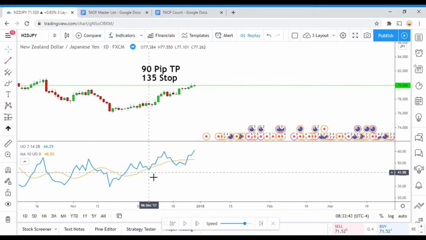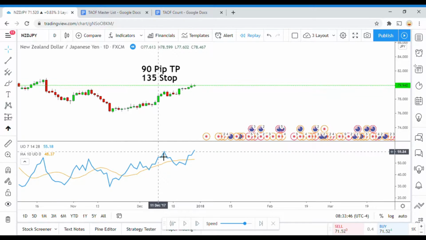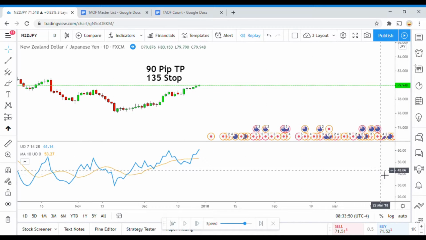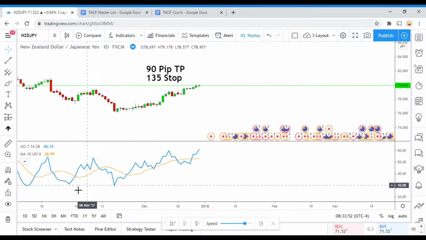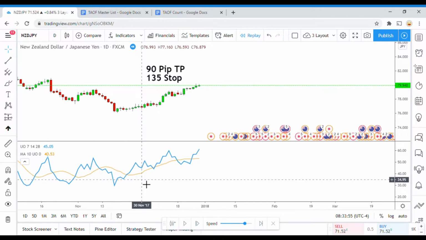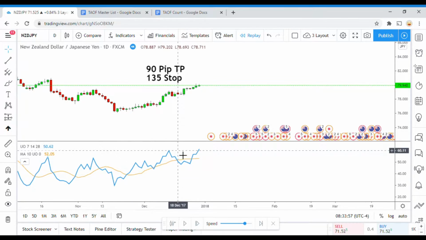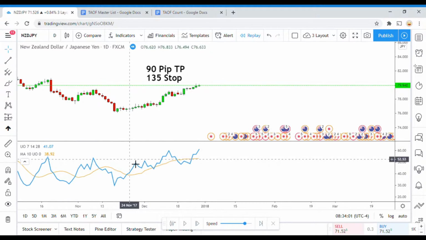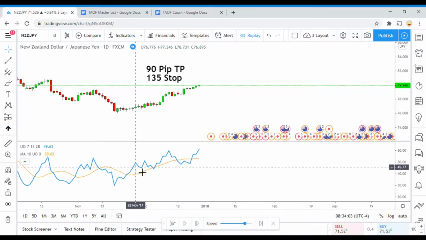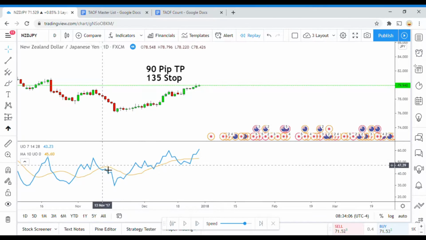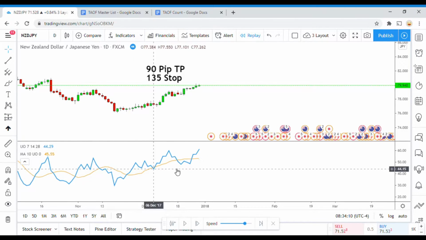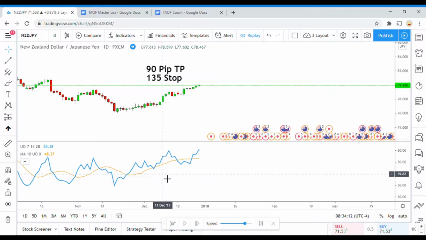The ultimate oscillator is a single line oscillator, and it is not a zero line cross. And so what I've done, like normal, is add a moving average to the indicator. The light blue line is the ultimate oscillator, and the orange line here is the moving average. It's a standard moving average set on a 10 period.